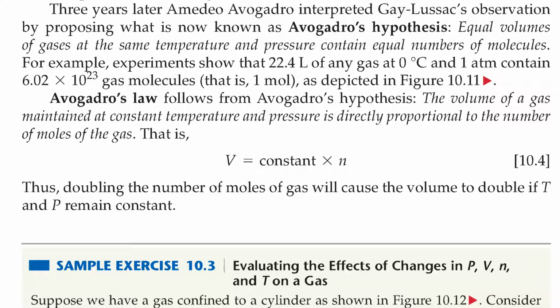Avogadro's law follows from Avogadro's hypothesis. The volume of a gas maintained at constant temperature and pressure is directly proportional to the number of moles of the gas. That is, the volume of the gas is equal to a constant times the number of moles. Thus, doubling the number of moles of gas will cause the volume to double if temperature and pressure remain constant.